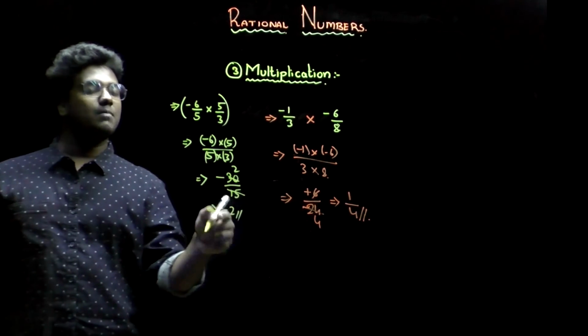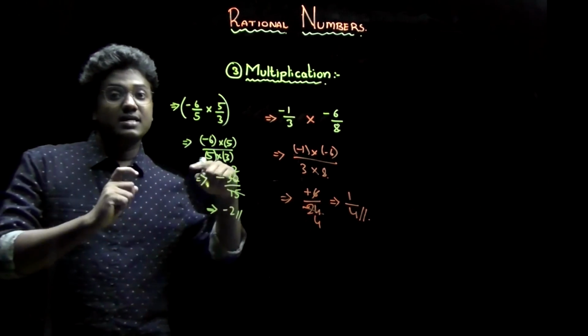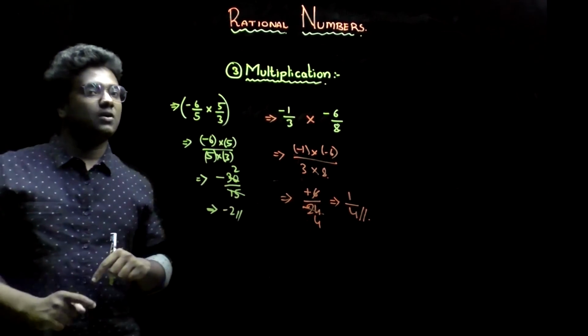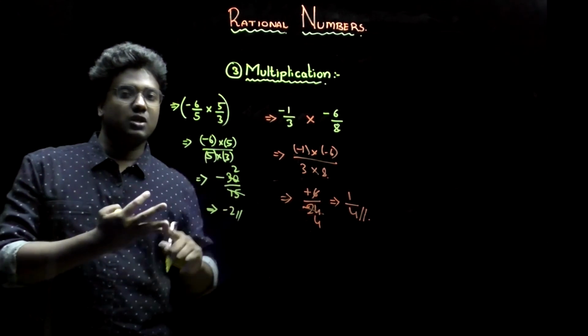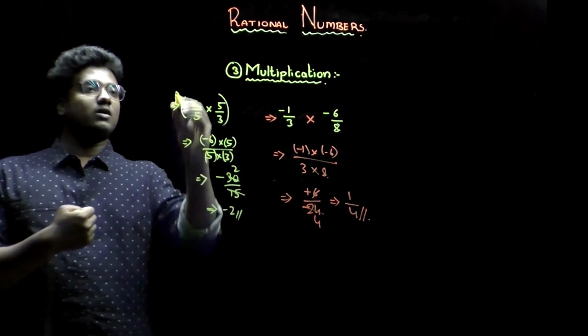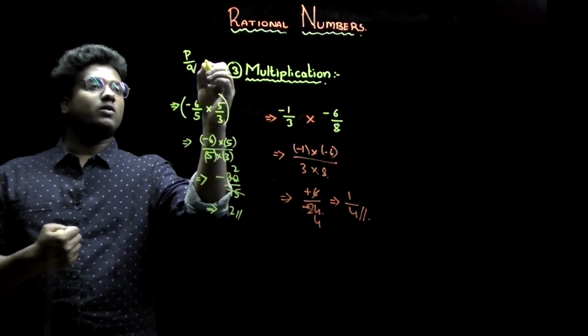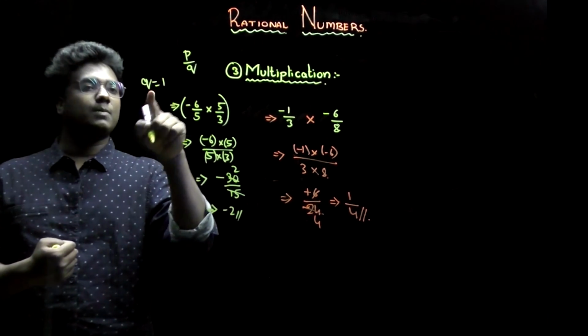Is minus 2 a rational number or not? Yes, this minus 2 is an integer which is a subset of rational numbers. Okay, so always remember all these numbers, whole numbers, natural numbers, integers will all come under the rational numbers. Why? Because all are of the form p by q, but q is always 1 in the case of integers or natural numbers or whole numbers.